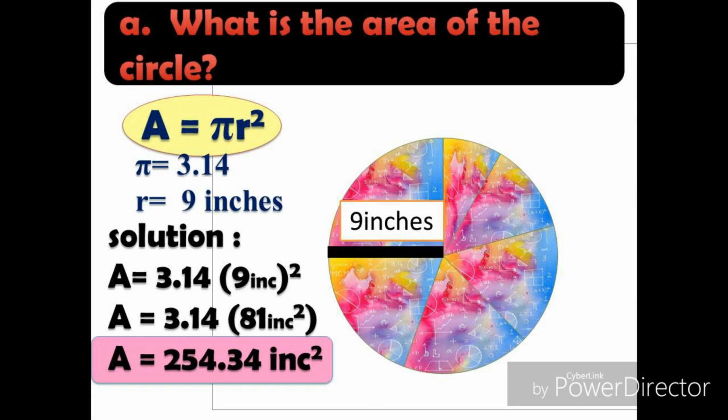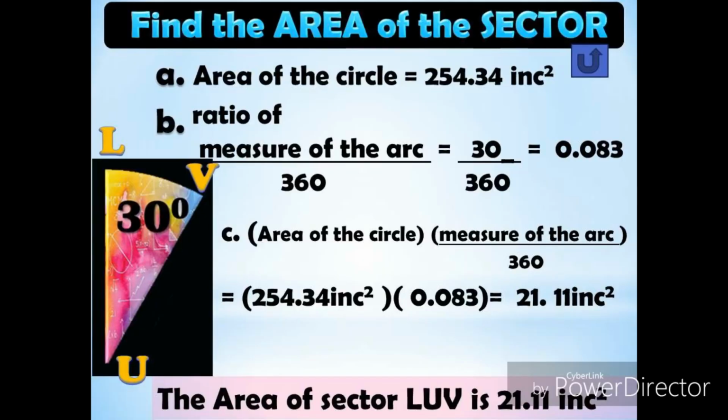So, pi is equivalent to 3.1416 and the radius is 9 inches. Then, for the solution, we are going to substitute the value of pi and the radius. So, we have A equals 3.14, which is the pi, times r, which is 9, and we square it. So we have 9 squared equals 81 inches squared. And then we multiply 3.14 times 81. The answer is 254.34 inches squared.